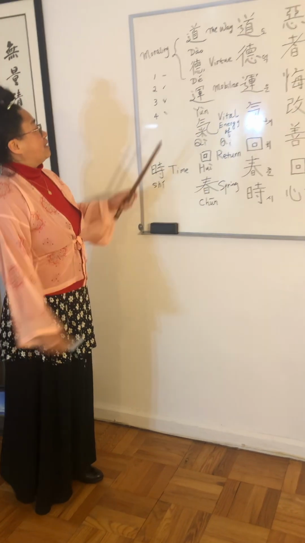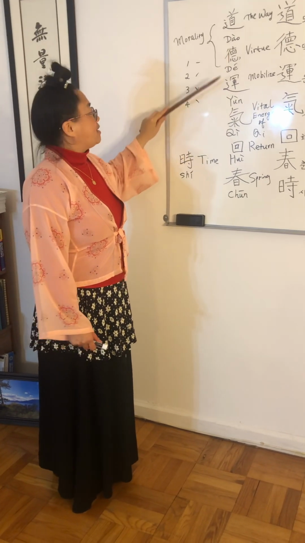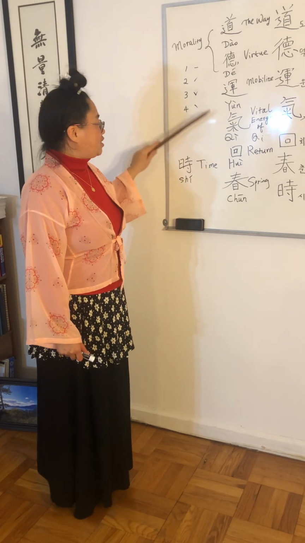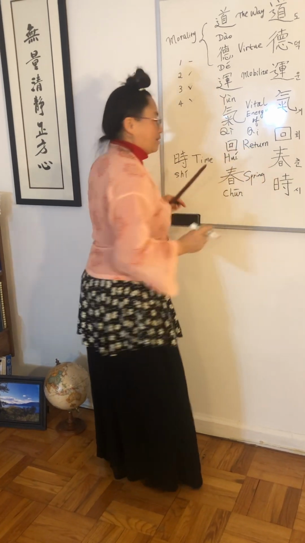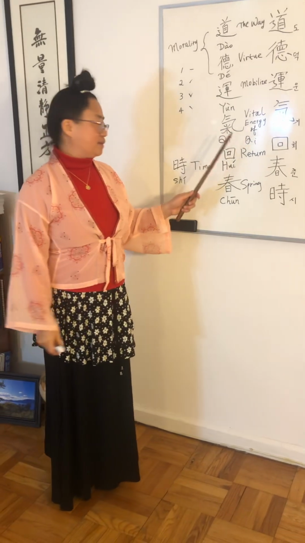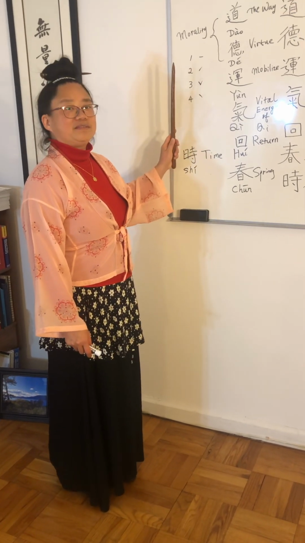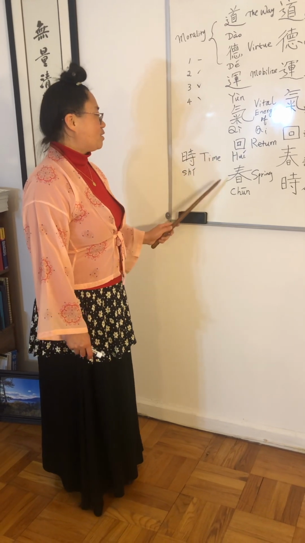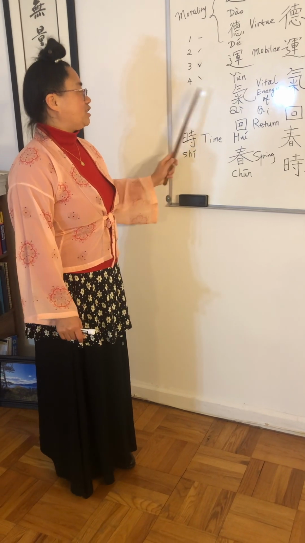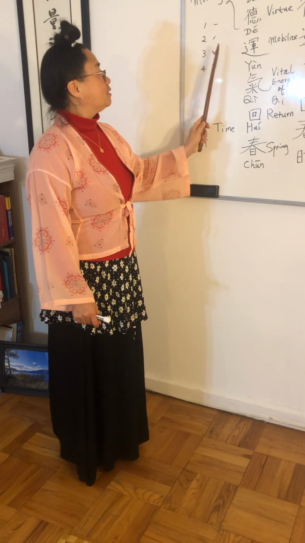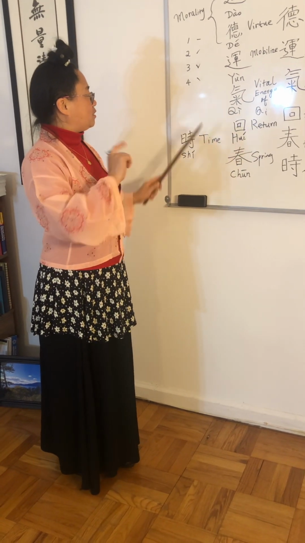So let's look at it. And first, repeat the pronunciation. 道德运气回春时. Sorry, made a mistake here. 道德运气回春时, the time. 道德运气回春时. Correct.